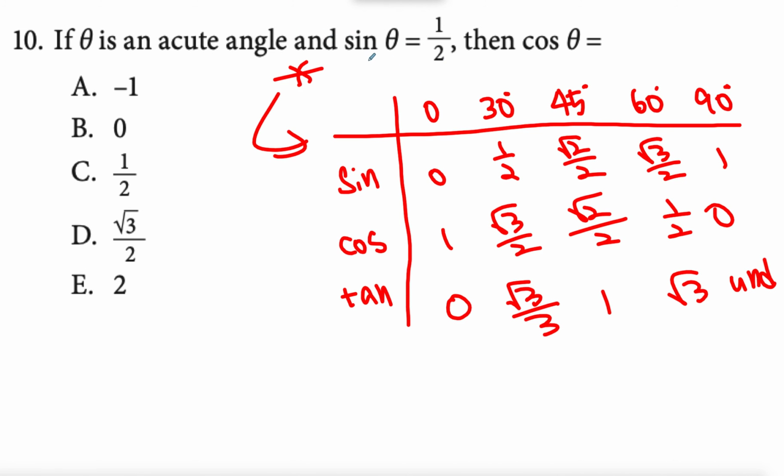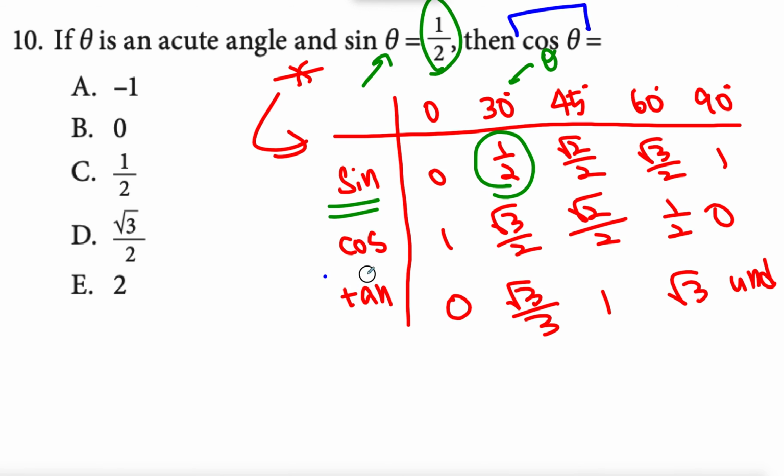Now, the fact that sine of an angle is 1/2, I see 1/2 is right over here. That means the angle must be 30 degrees. The second part of the question is asking us to find cosine of that theta. So what's cosine of 30 degrees? That's equal to radical 3 over 2. So therefore, our answer should be radical 3 over 2.